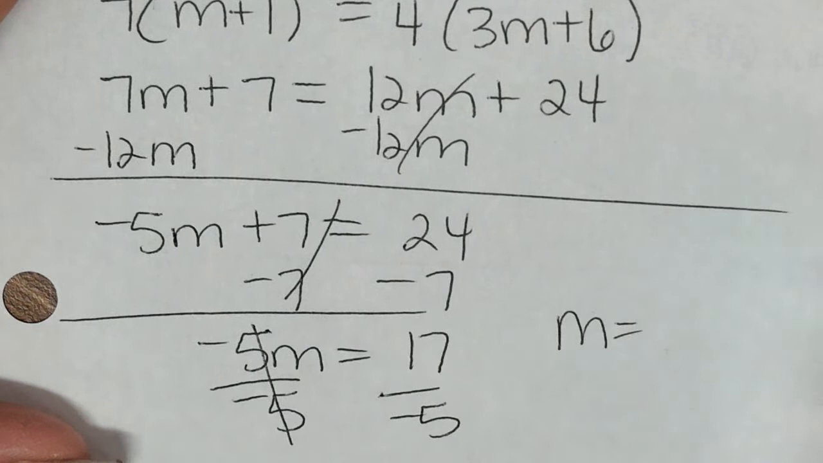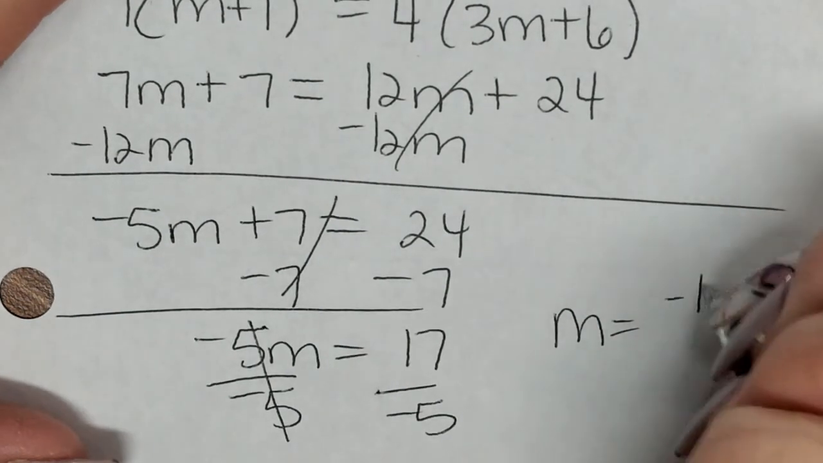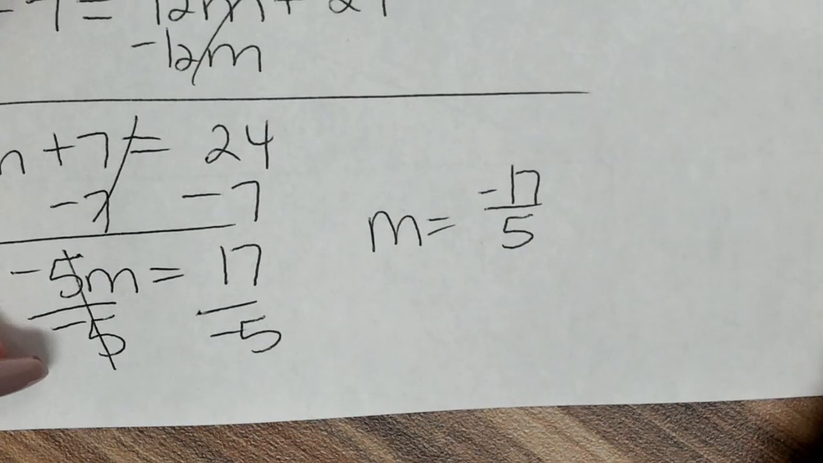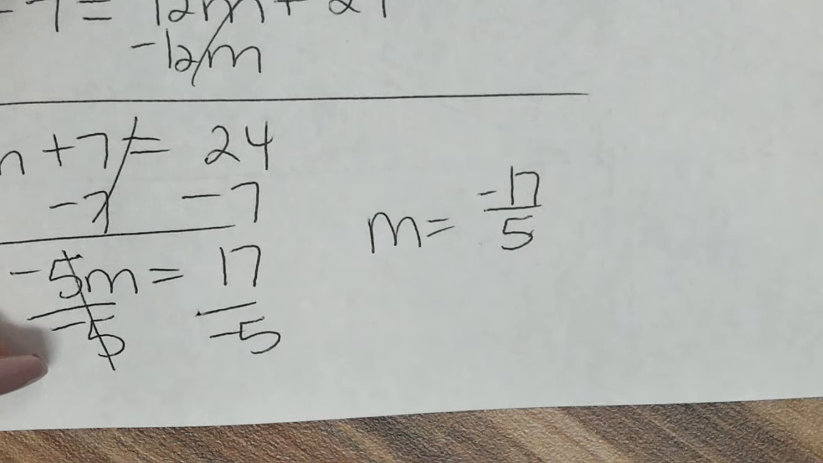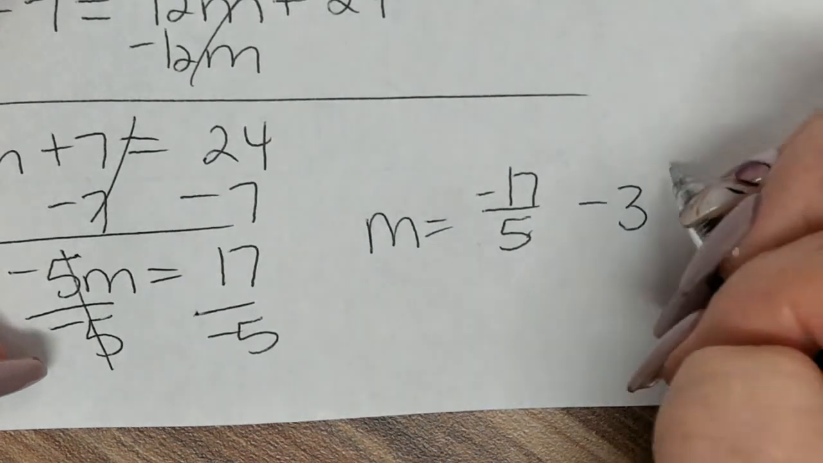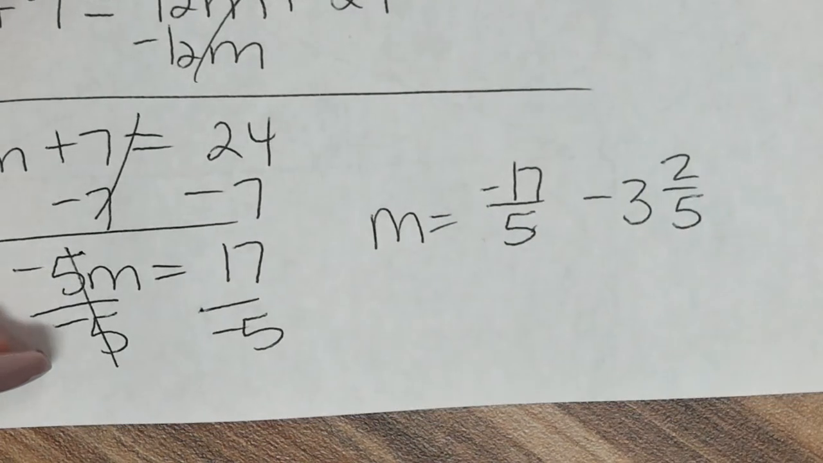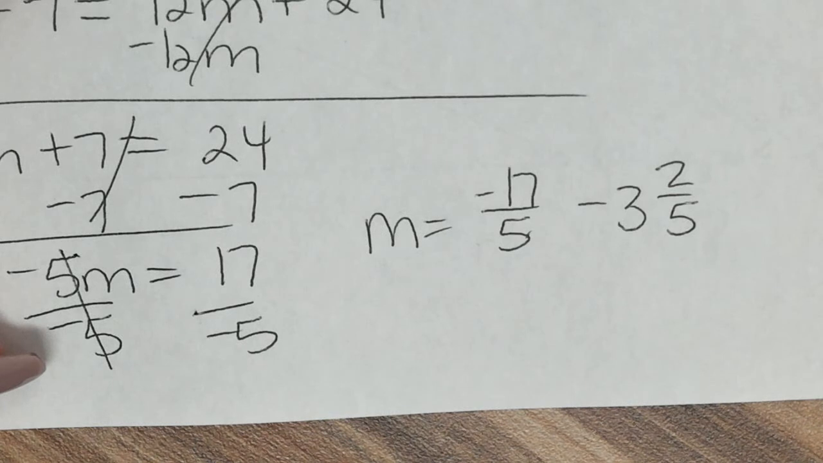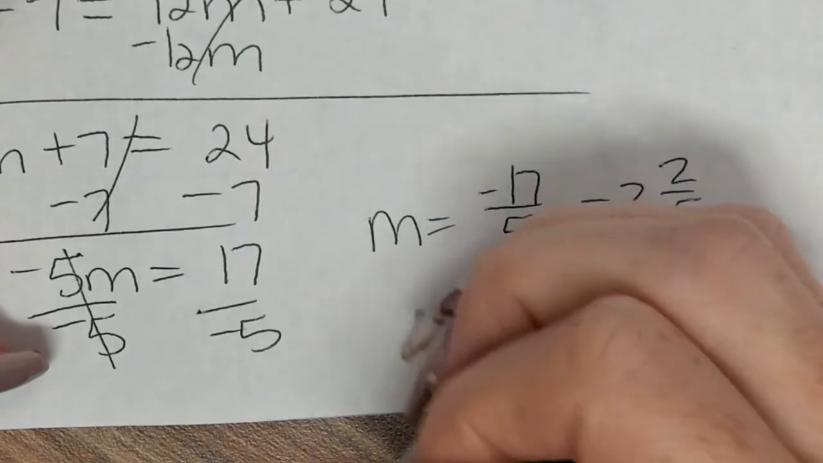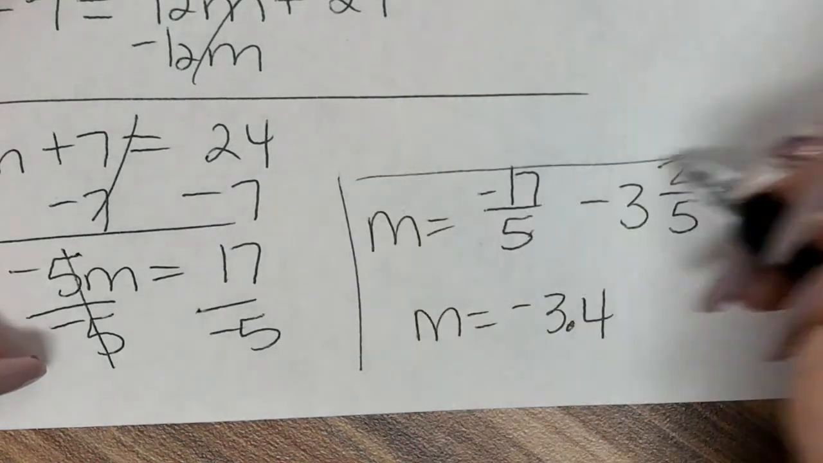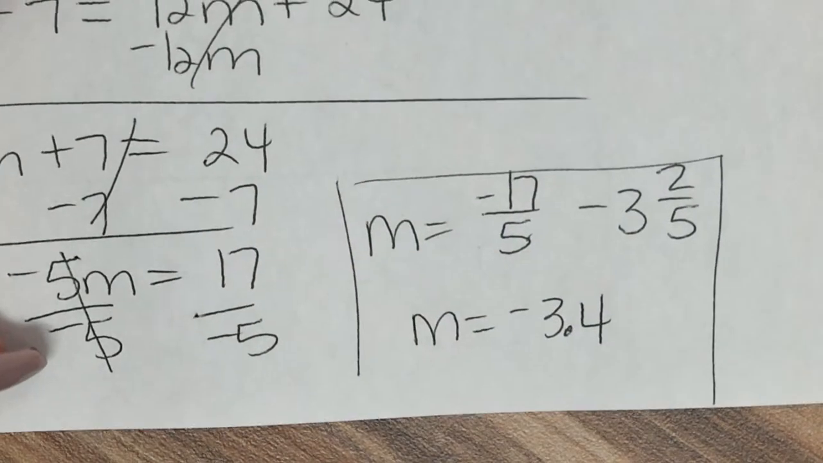Okay, could I leave my answer as negative 17 over 5? Yes. Could I do a mixed fraction? How many times can 5 go into 17? 3 times. So I'm negative 3 with how many left over? And 2/5. Could I change it to a decimal? Yes, so just stick that in your calculator, and you get negative 3.4. So any of those answers would be great.